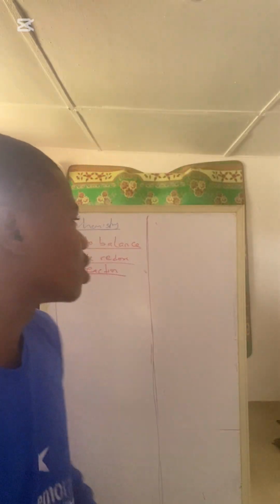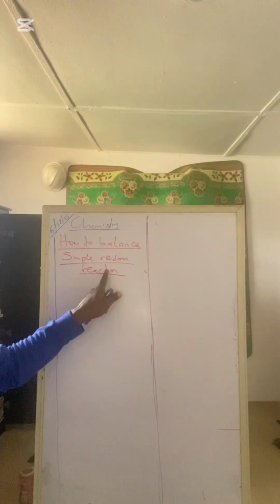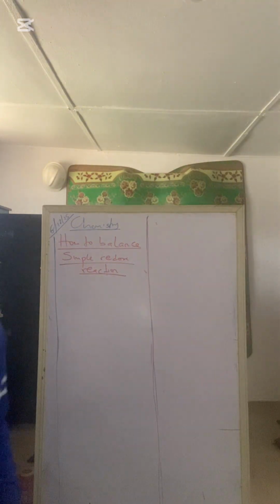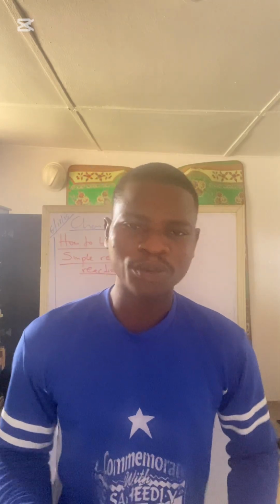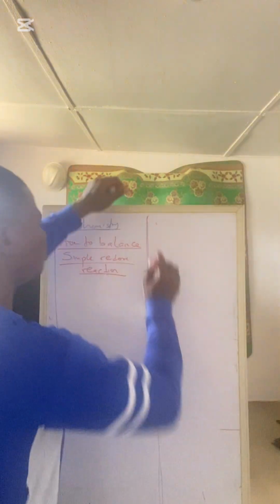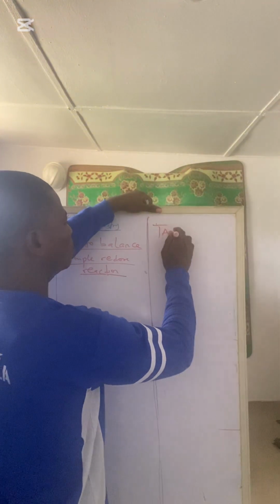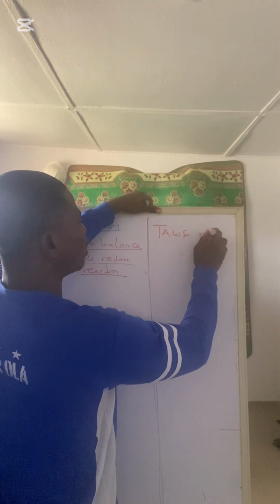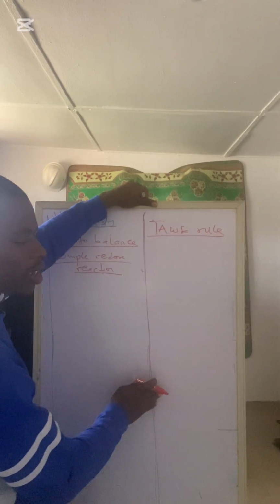So today we'll be talking about how to balance simple redox reactions. The first thing you need to understand is the rule that can make you balance within 2 minutes or 1 minute, and you are done. So what is that rule? It's TAWAI's rule. This is the rule that we have in balancing a simple redox reaction.